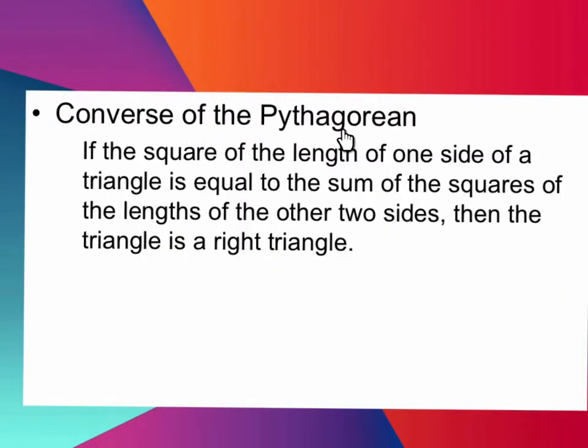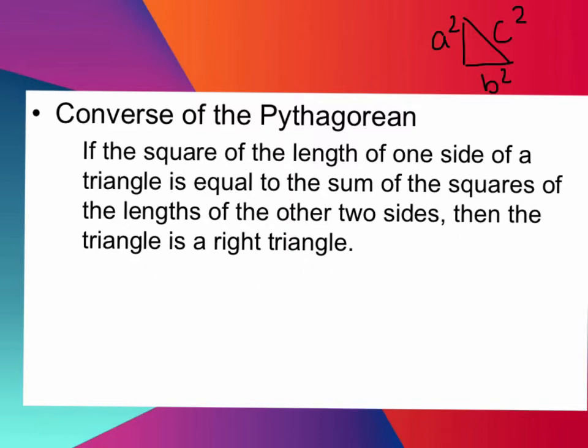Here is the converse of the Pythagorean theorem. So this is actually a way of looking at it backwards. The Pythagorean theorem first told us that if you have a triangle and you have a squared and b squared and you add those two sides, it will give you what c squared equals. Now we're going to go backwards. If the square of the length of one side of the triangle is equal to the sum of the squares of the lengths of the other two sides, then the triangle is a right triangle.